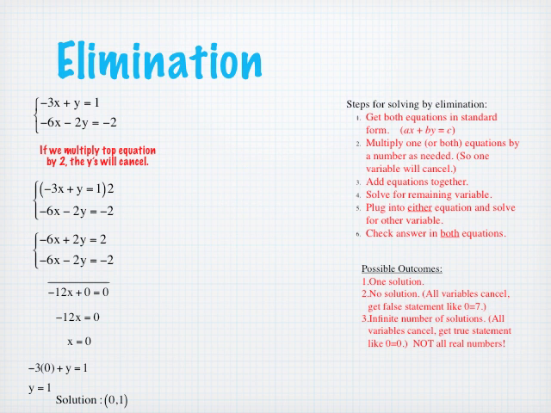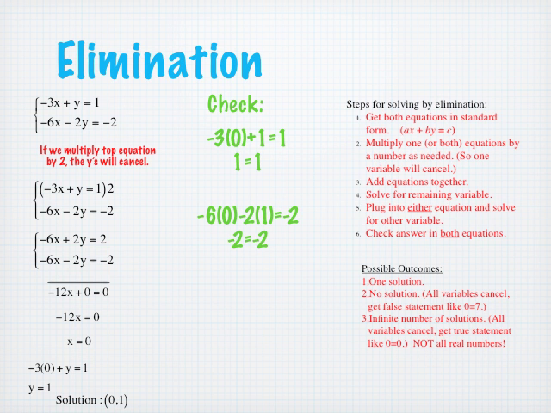How do I check? I want to make sure I plug it into both of my equations, and I want to make sure that I'm plugging it into the original equations, the ones that were first typed in the book, not the ones after I multiplied by a number. Plugging it in the first, I get 1 equals 1. Plugging it in the second, I get negative 2 equals negative 2. So that says the point is on the first line and the point is on the second line. Therefore, it works.